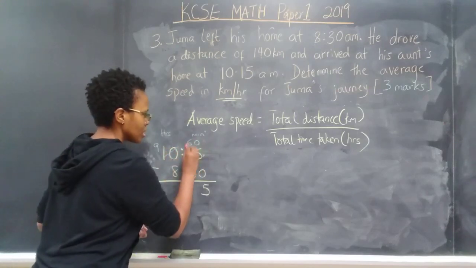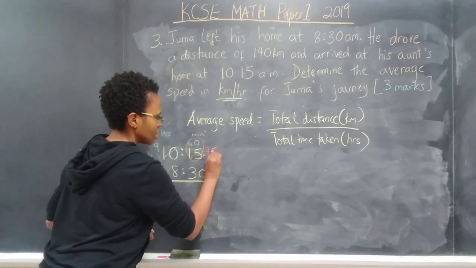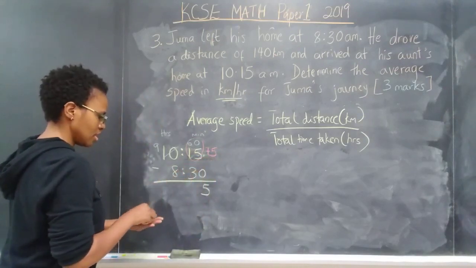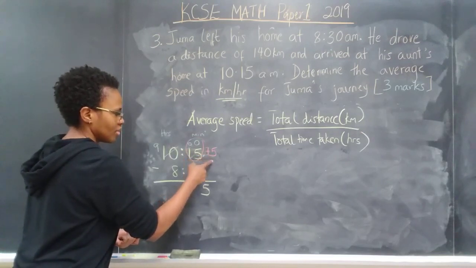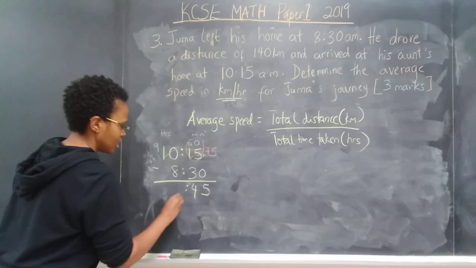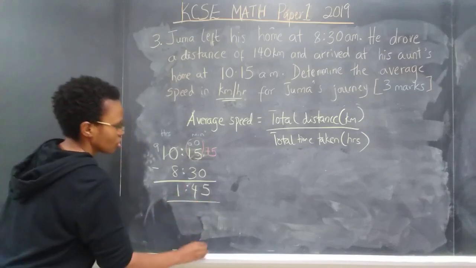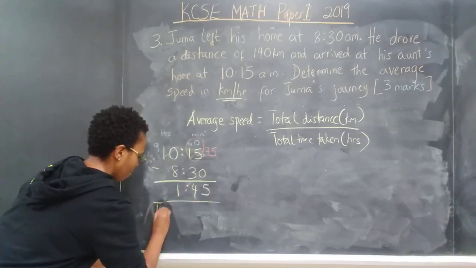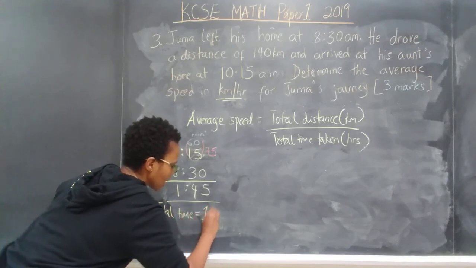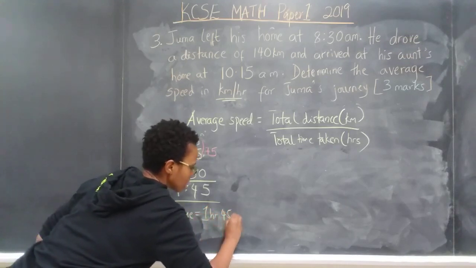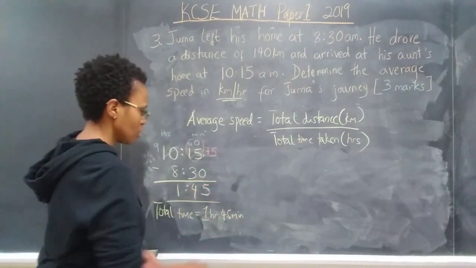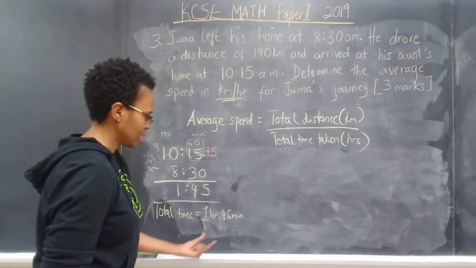So all of this is actually 75. Now we have 75 minus 30. So we have 5 minus 0 is 5, 7 minus 3 is 4, and then now we have 9 minus 8 is 1. So the total time taken is actually 1 hour, 45 minutes. But then we need to express this in hours.